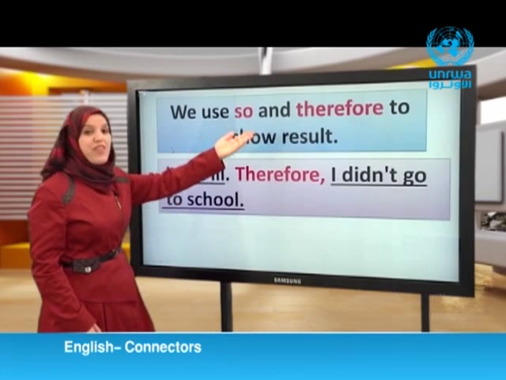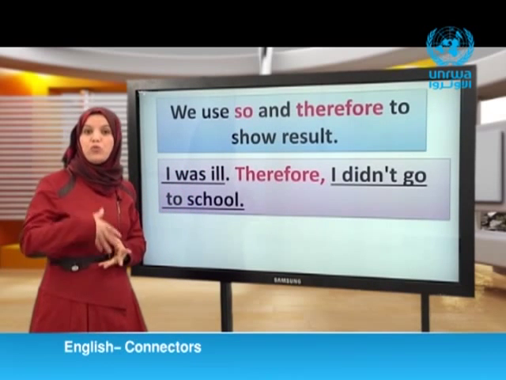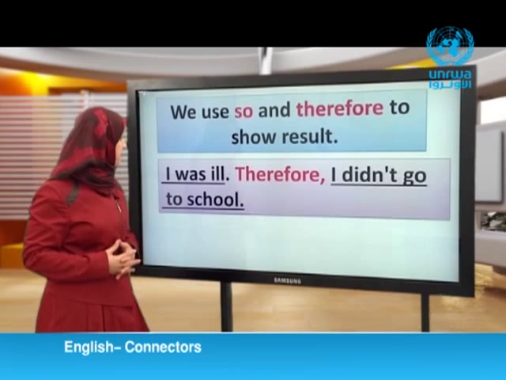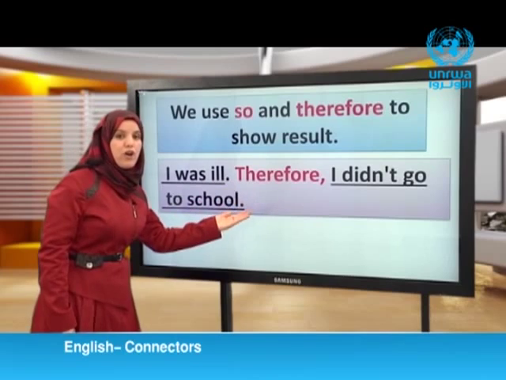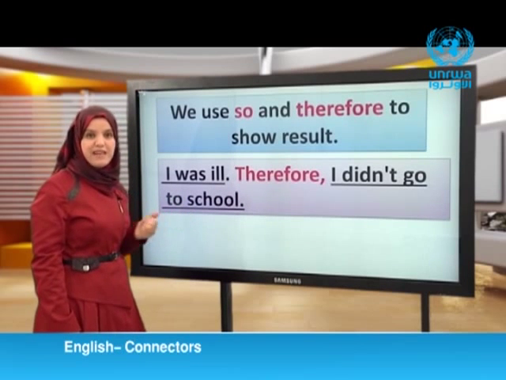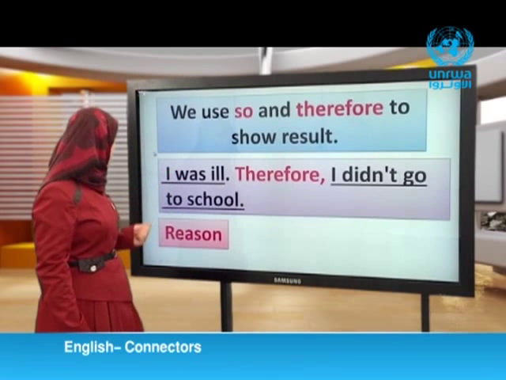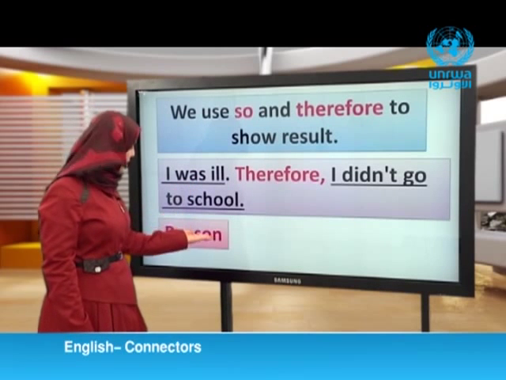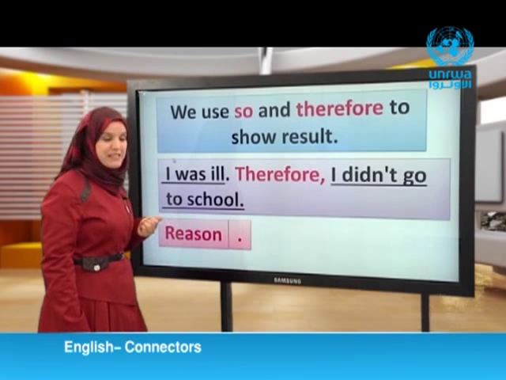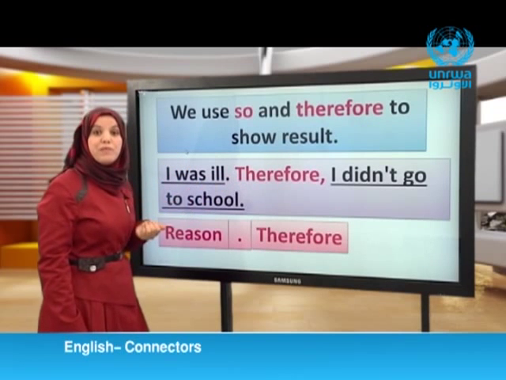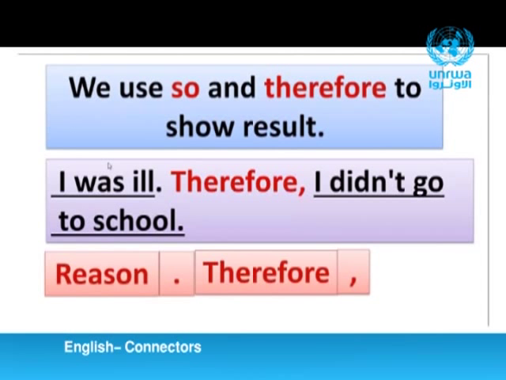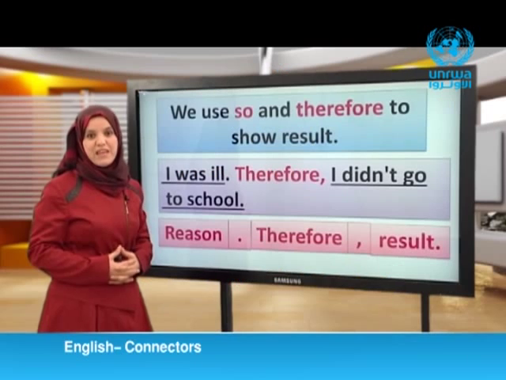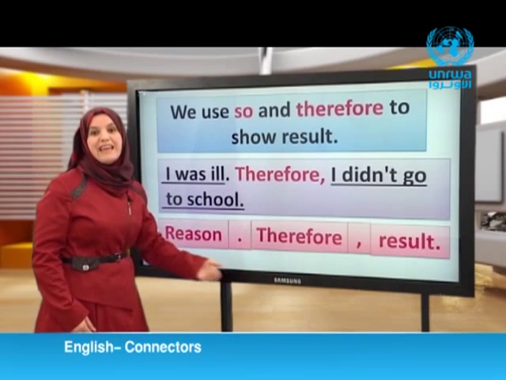We also can use therefore to show the relation between reason and result. But notice the example. I was ill, therefore I didn't go to school. Notice, we have a sentence that expresses the reason, a complete sentence ending with a full stop, and here another sentence starts with a capital letter. Notice we put the comma after it, and here comes another sentence expressing the result. So here we have two separate sentences.